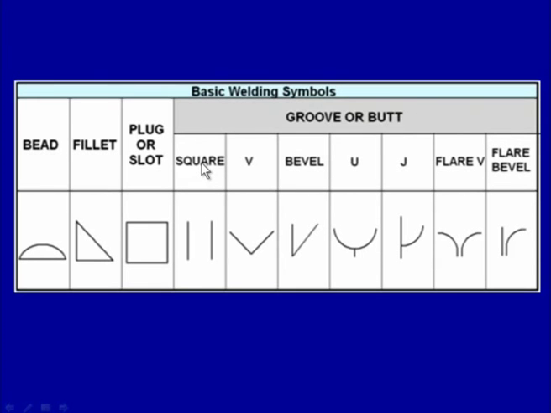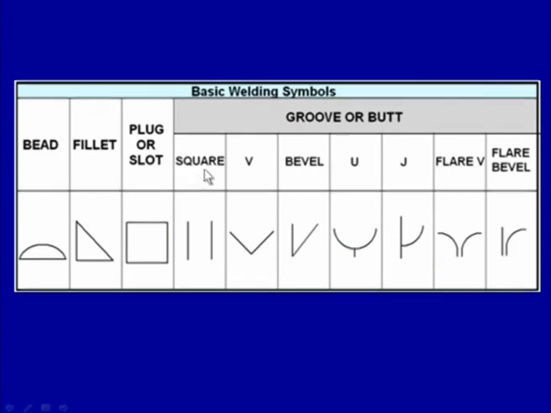which is to be made will be indicated with the help of these symbols: two short parallel lines indicating the square groove, and a V shape line for the V groove. For bevel groove, this kind of symbol is used. For J, this is the symbol. And for flare, these two curved lines mean the edges are prepared in a curved manner, and for a flare bevel only one side of the edge of the plate being prepared is given the flare.